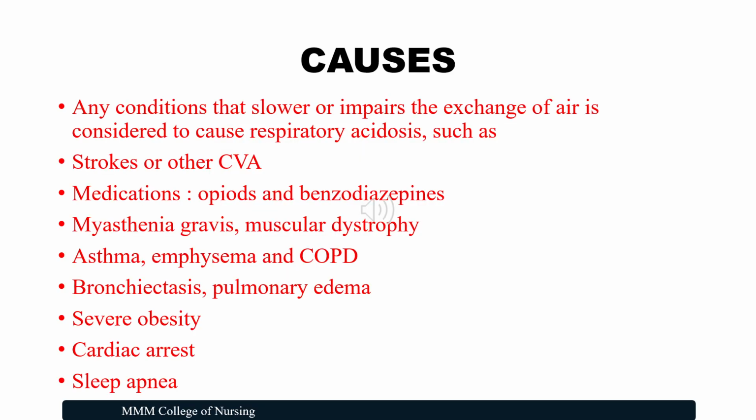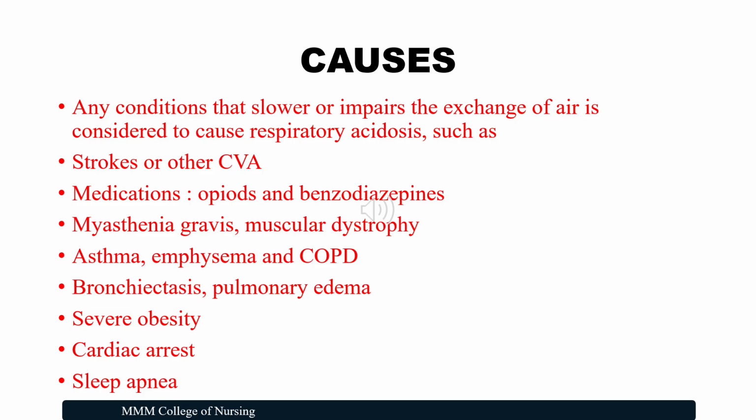Conditions which lower or impair the exchange of air cause respiratory acidosis. The conditions are stroke, cerebrovascular accident, medications like opioids and benzodiazepines, myasthenia gravis, muscular dystrophy, asthma, emphysema and chronic obstructive pulmonary disease, bronchiectasis, pulmonary edema, severe obesity, cardiac arrest and sleep apnea. In these conditions the exchange of air is impaired or slower. When there is an increase in carbon dioxide level, it leads to respiratory acidosis.